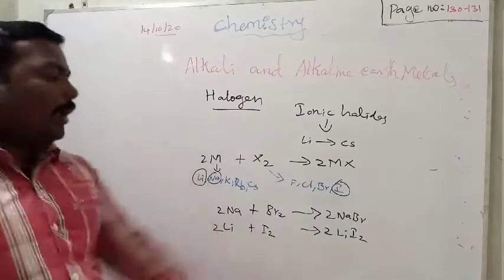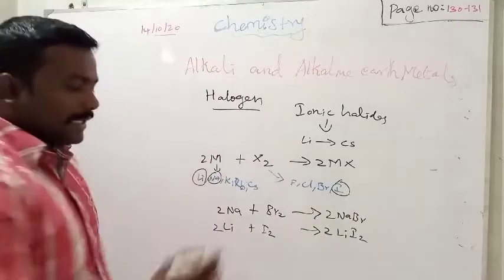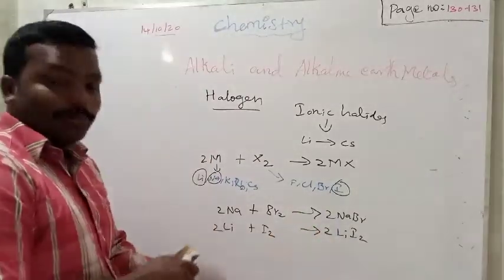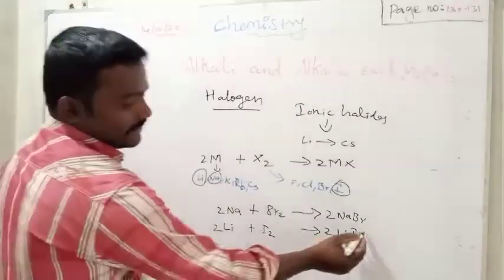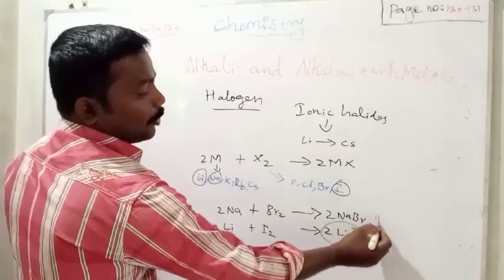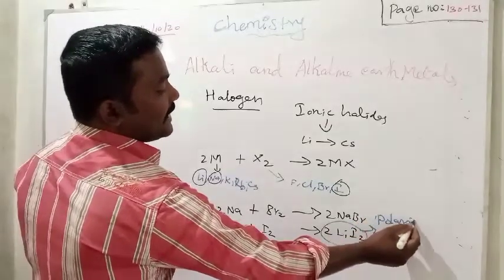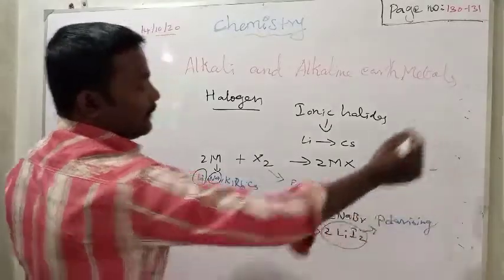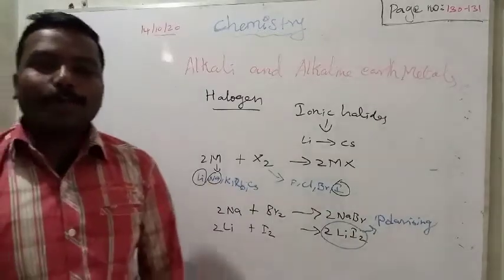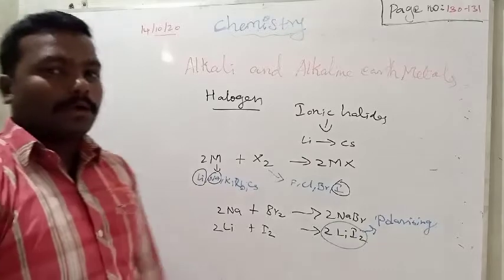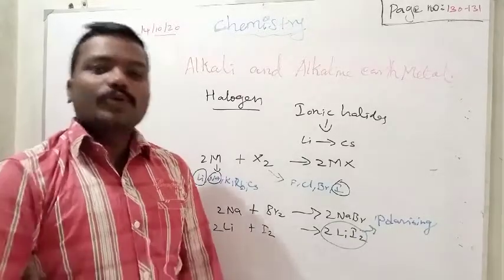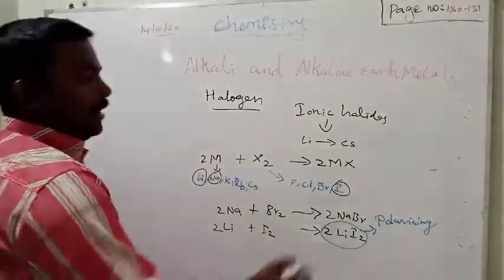Among all the halides, lithium iodide has more covalent character, because of more polarizing ability. Why do they have more polarizing ability? Here you have to remember one rule. You may have learned it in the 12th also: Fajan's rule.